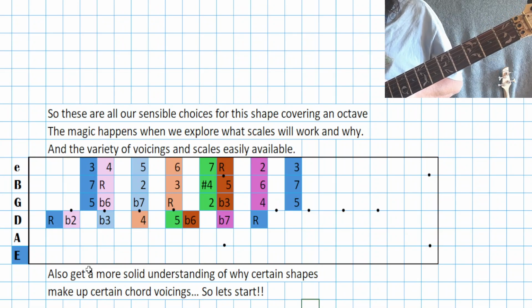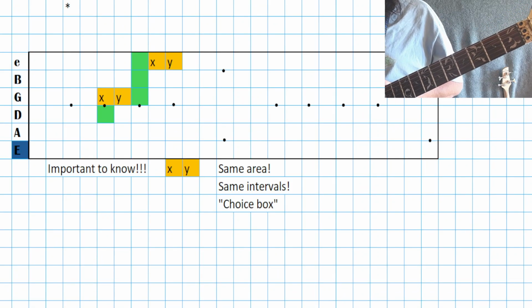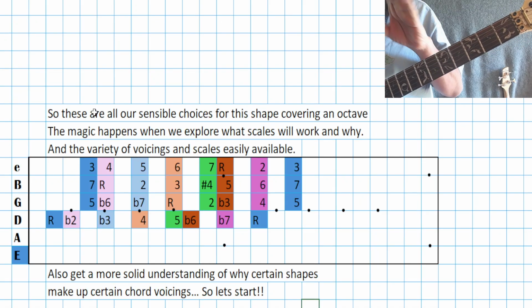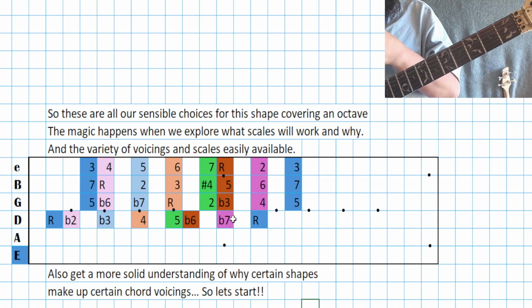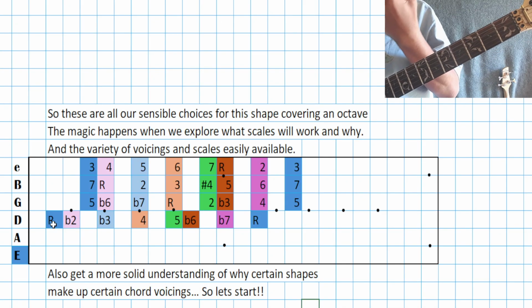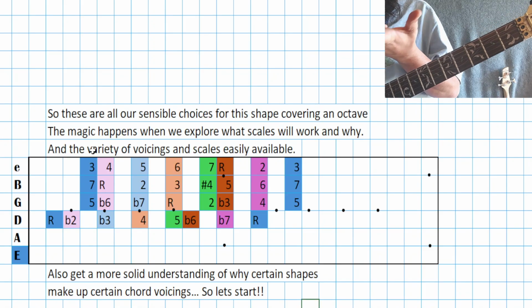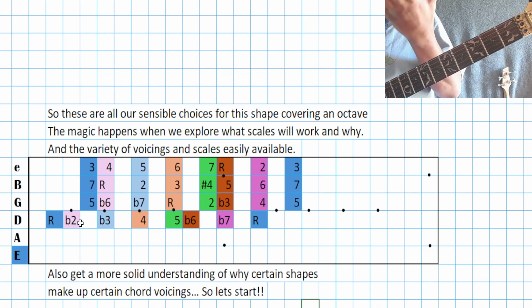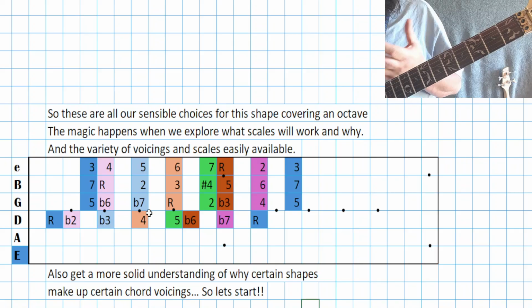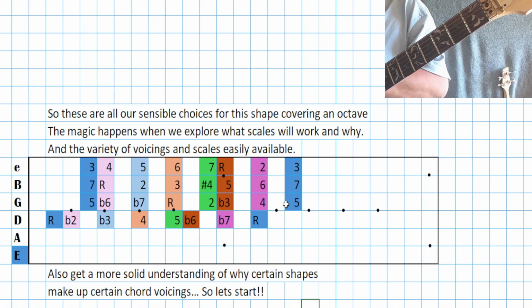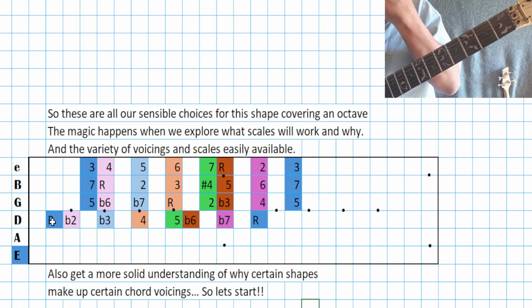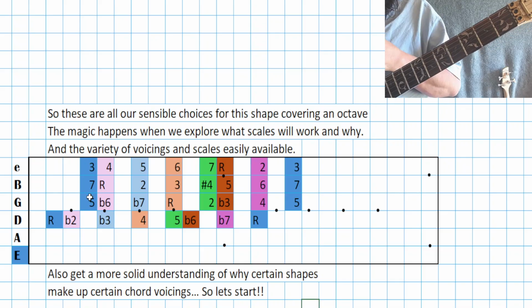Okay, so now that we understand all that, here we go. That's all we need to understand. Now let's examine all these choices. So here they are. Here's that shape and the Phrygian scale that we discovered that we're going to put them in. And now we can see all the intervals. We'll talk about those really quick, but we'll talk about those individually with each chord.